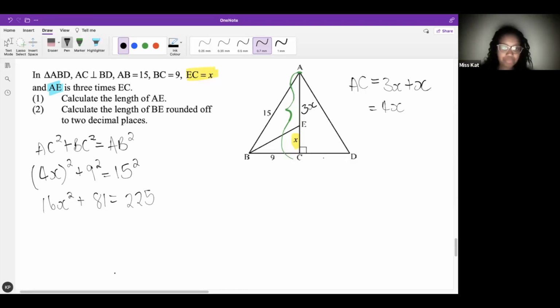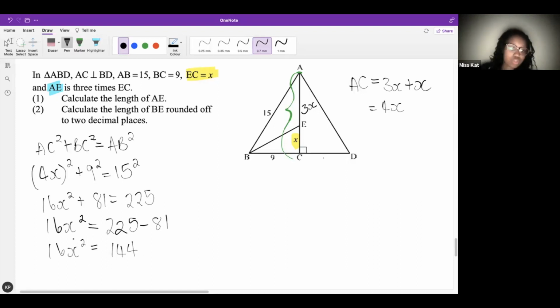There we go. So then 16x squared equals 225 minus 81, which is how much? 144, thank you. And we're solving for x, right? So what do I do next? We can't square root. We still have, there we go. Divide by 16. If you divide by 16, you're going to get x squared equals 9.